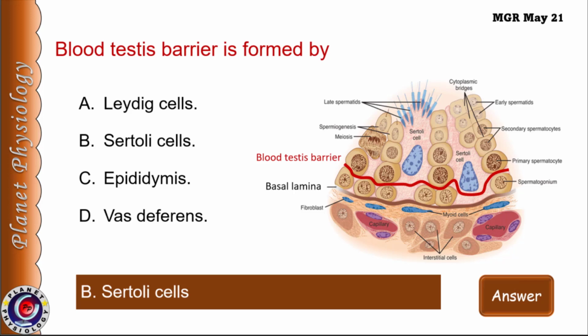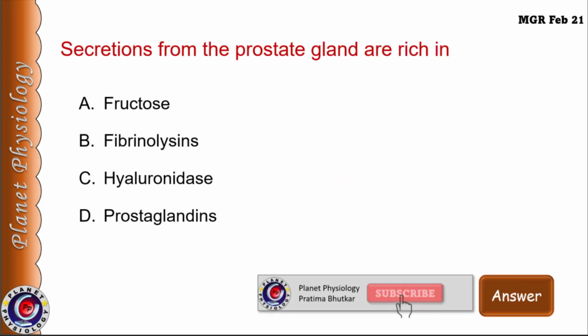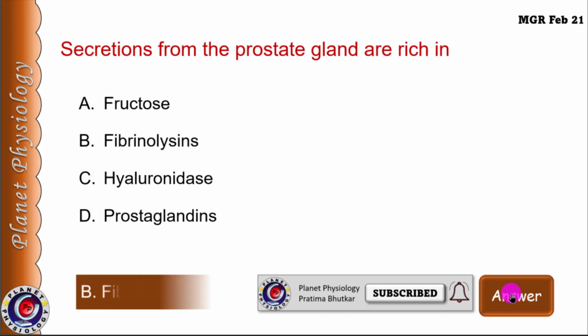Next question. Secretions from the prostate gland are rich in A. Fructose, B. Fibrinolysins, C. Hyaluronidase, and D. Prostaglandins. The answer is option B, fibrinolysins.